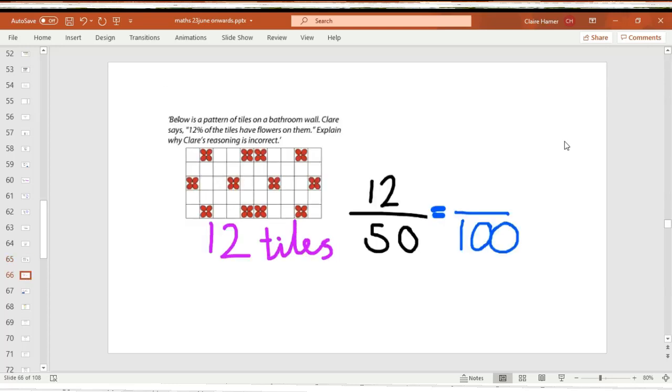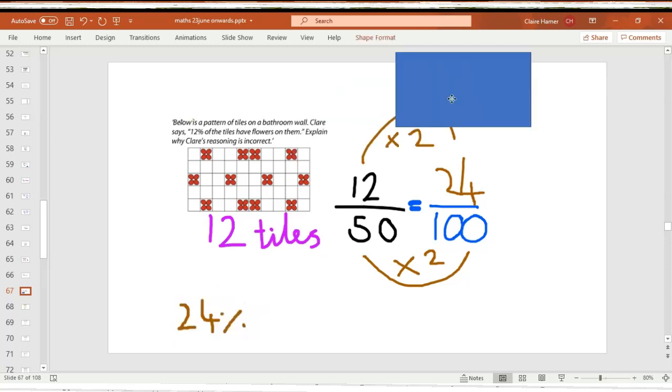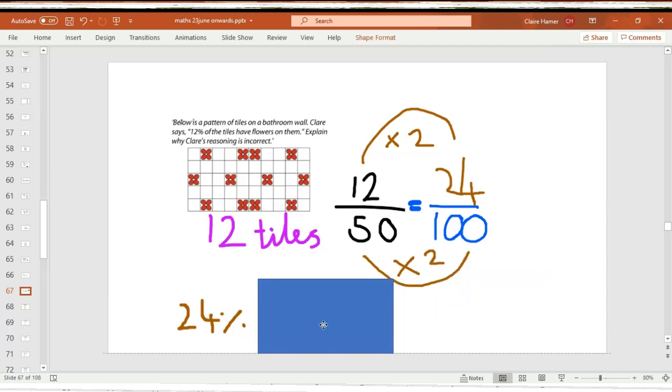Right, so that was the next step. 50 multiplied by 2 is 100. So I did 12 multiplied by 2, which is 24. So what percentage have a pattern of flowers on them? 24%. Are you getting confident? Let me know afterwards.